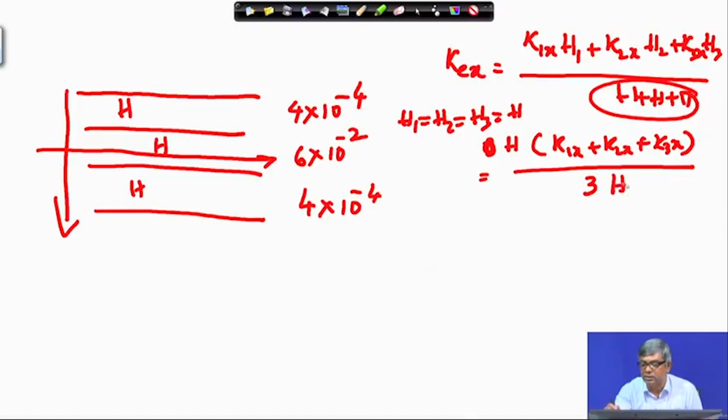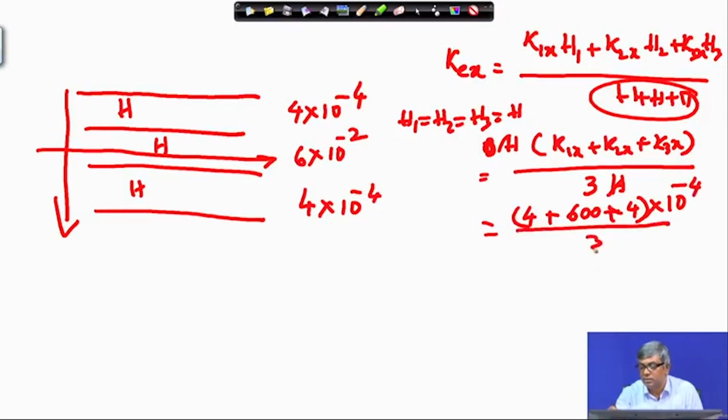So, it will be 3h. The h gets cancelled, so ultimately it is nothing but the average. When your flow is taking place in the horizontal direction, the equivalent permeability is nothing but the average permeability of the 3 layers. So, if I do that, it will be 4 plus 600 plus 4 into 10 to the power minus 4, divided by 3, and that becomes 202 into 10 to the power minus 4 millimeter per second.